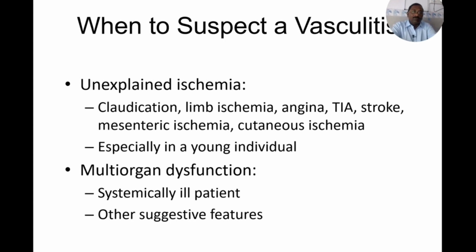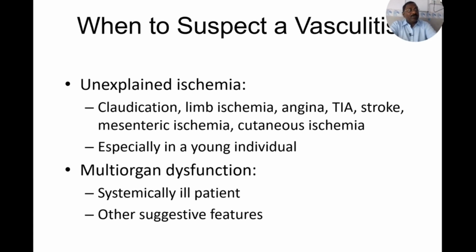And young strokes, it could be a vasculitis, especially in female individuals or in males also. TIA, angina, again a vasculitis could be one possibility. And claudication and limb ischemia, mostly it is a vasculitis, maybe aortic arch aortitis or aortic arch syndromes, etc.